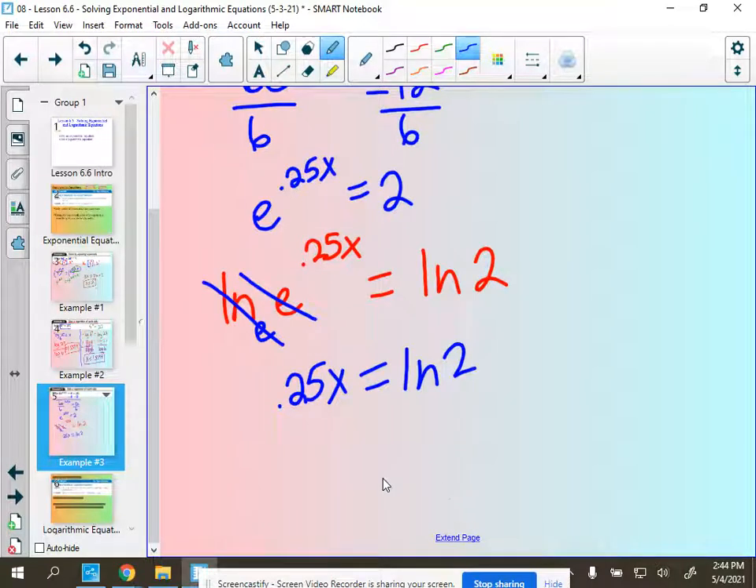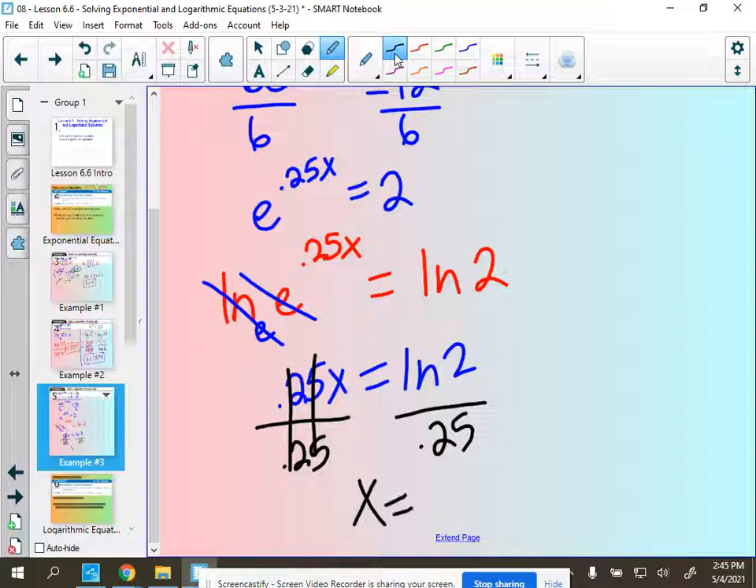The last thing we would do is multiply both sides by 4, or actually most people are probably just going to divide by 0.25 and say, hey, x. Again, we're going to have to round it. But if I said the natural log of 2 divided by 0.25, or multiplied by 4, you should be getting hopefully about 2.7726.